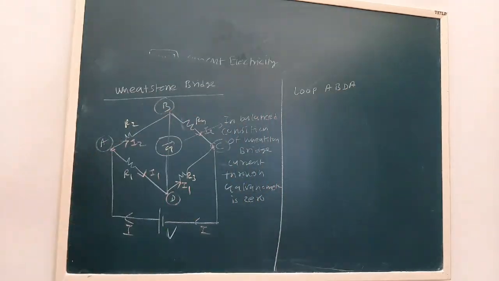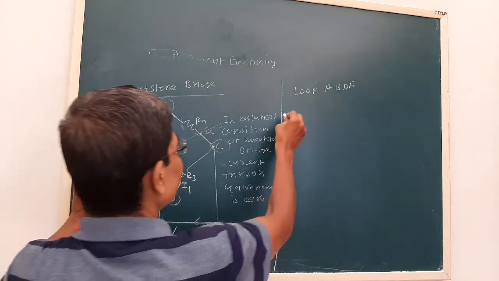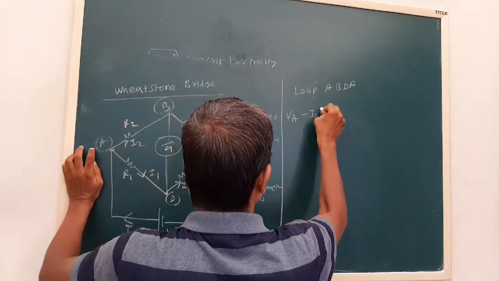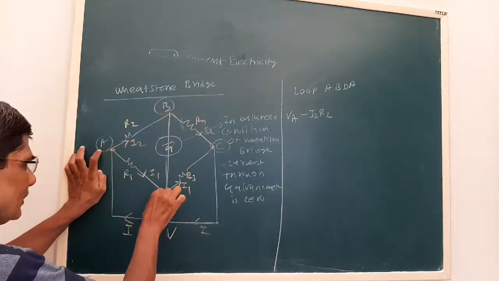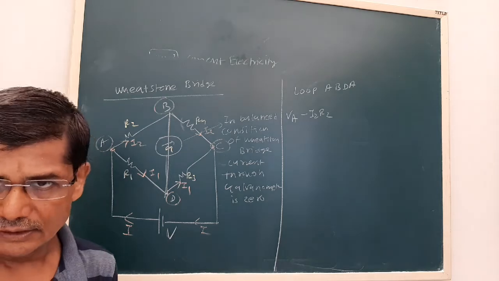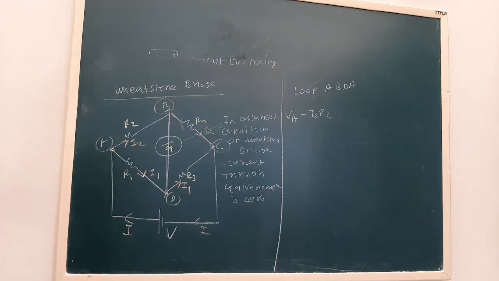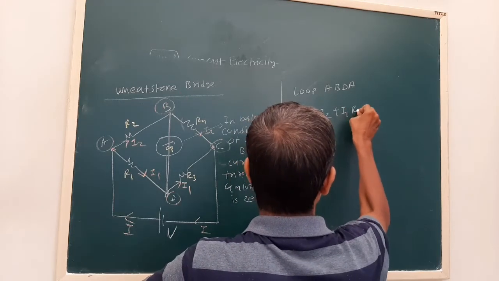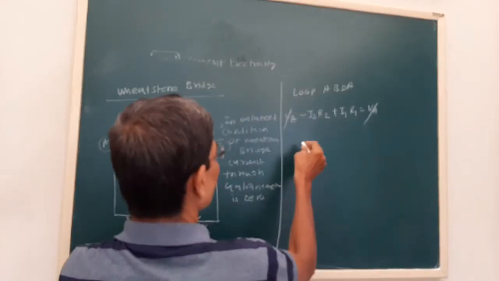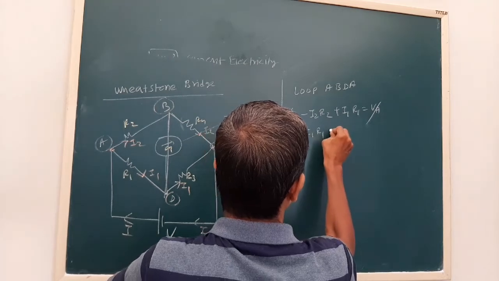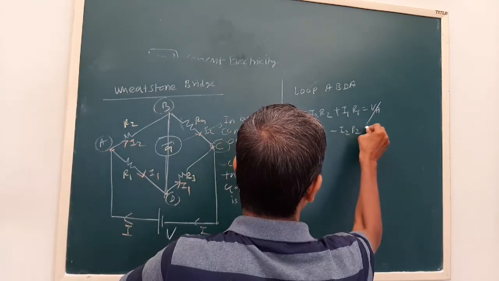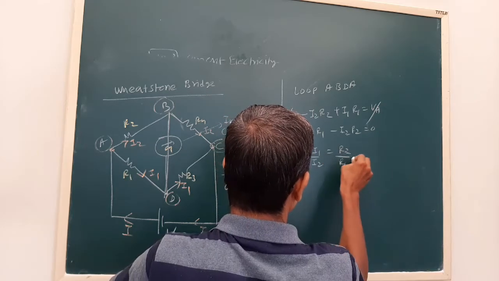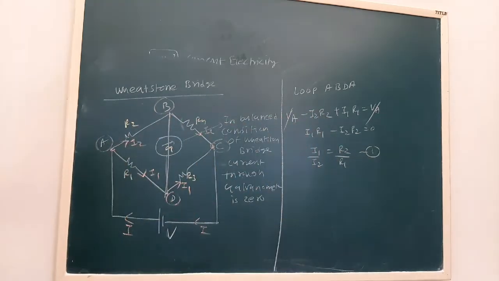Okay, first we use loop ABDA. So we start from A, VA, in the direction of current, negative, minus I2 R2. See, here there is no current. It is just a connecting conductor. Now in DA we are moving in the opposite direction of the current, I1 R1. So I1 R1 minus I2 R2 is 0. I1 upon I2 is R2 upon R1. Let us say this is equation number 1.